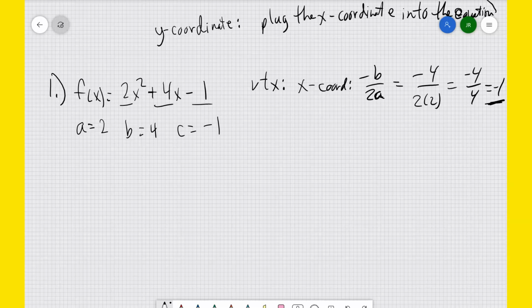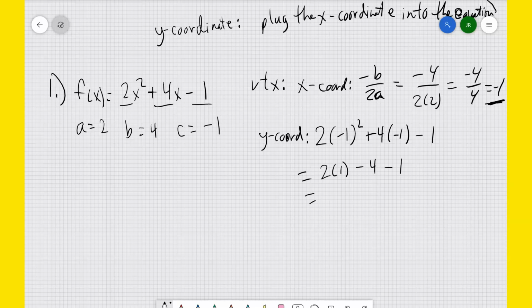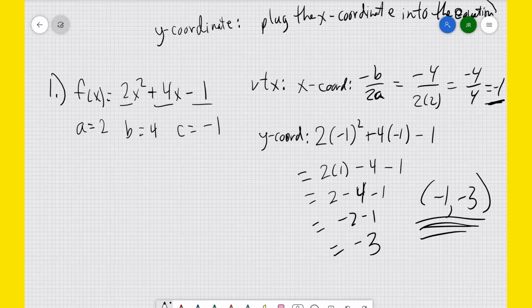Then I'm going to plug negative 1 into that equation to find the y coordinate. I'm going to go 2 times negative 1 squared plus 4 times negative 1 minus 1. Negative 1 squared is 1, so that's 2 times 1. 4 times negative 1 is minus 4, minus 1. So 2 minus 4 is negative 2, minus 1 is negative 3. So my vertex is negative 1, negative 3.